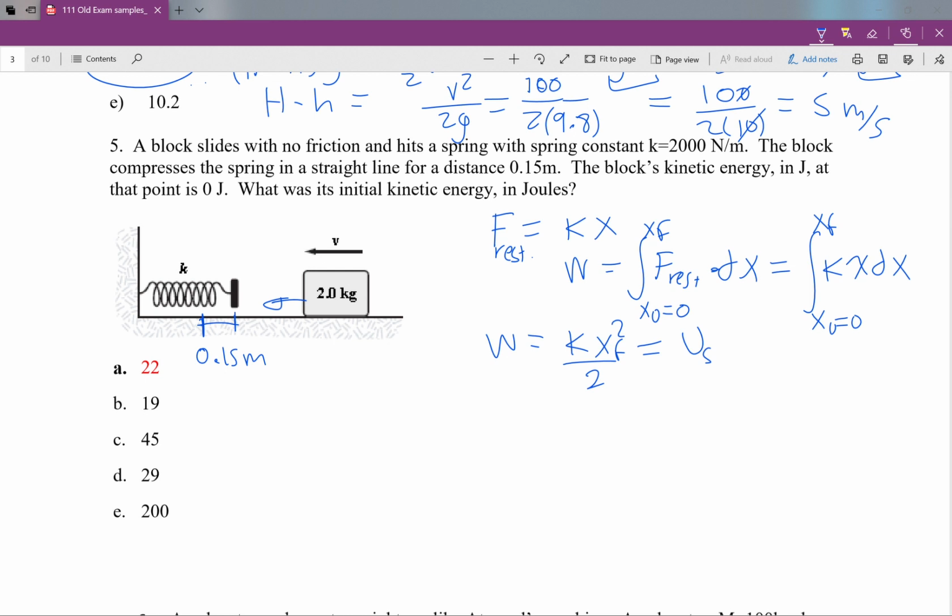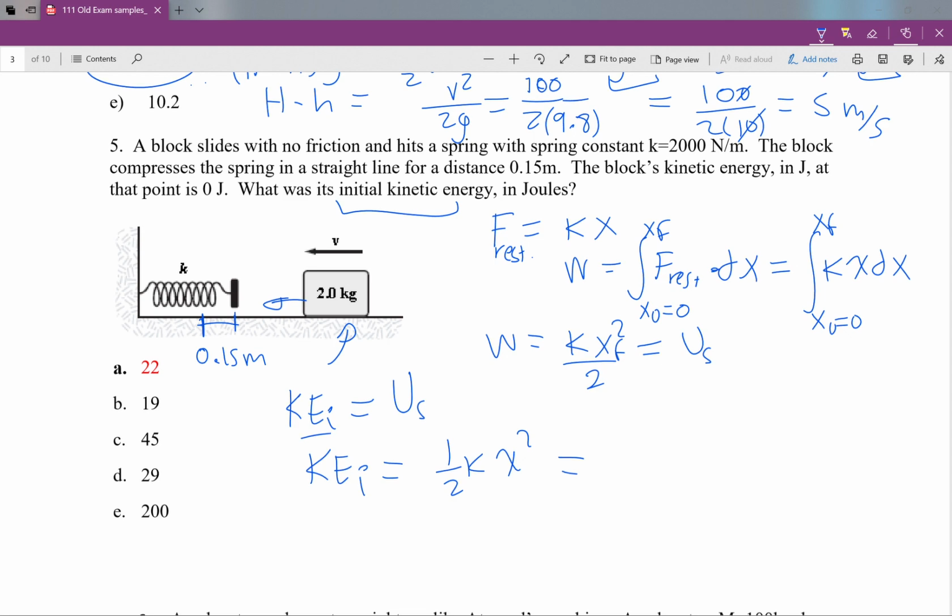Now, we know that the initial energy for this system over here is kinetic energy. So kinetic energy initial, and there's no other energy. So the initial energy is equal to the final energy, which is going to be the potential energy, U sub S. So we're looking for the kinetic energy initial. So kinetic energy initial is equal to 1/2 k times x squared. And we know that the distance that this block compresses the spring is 0.15 meters.